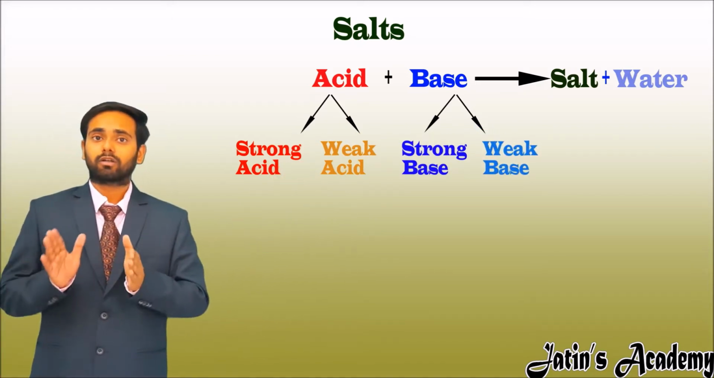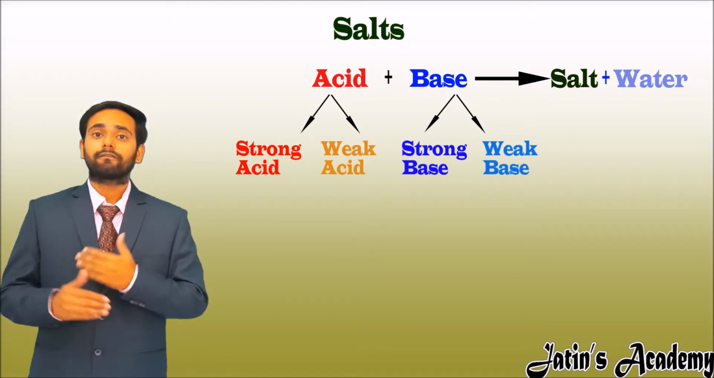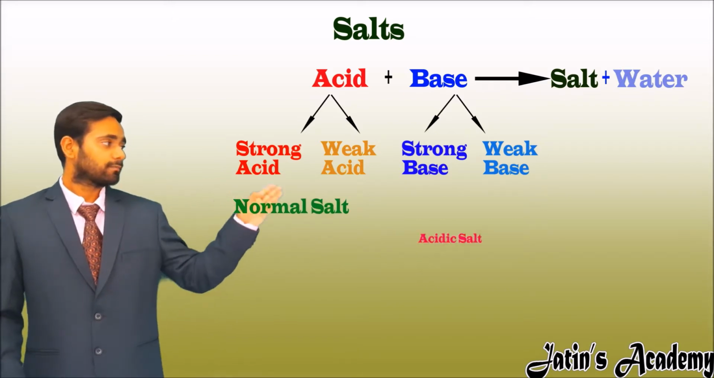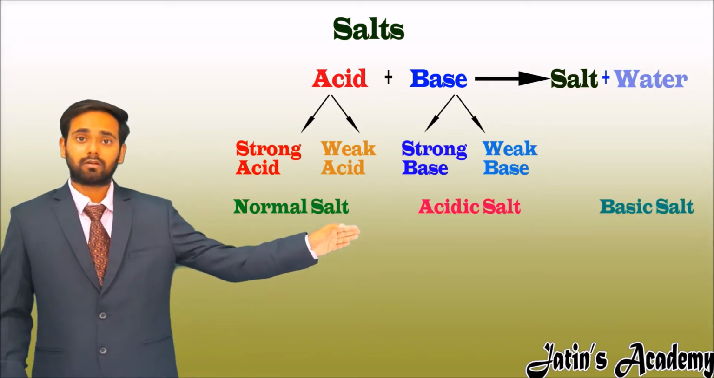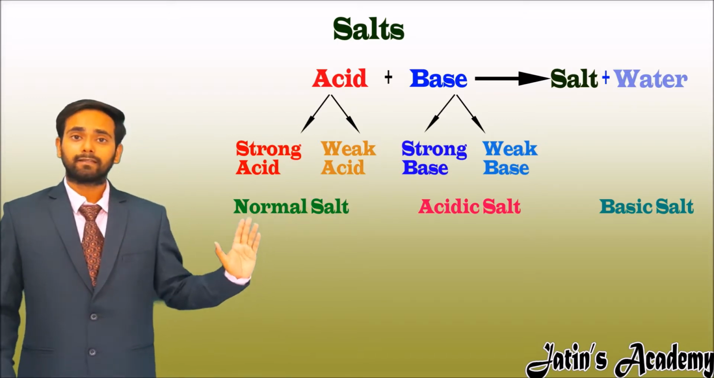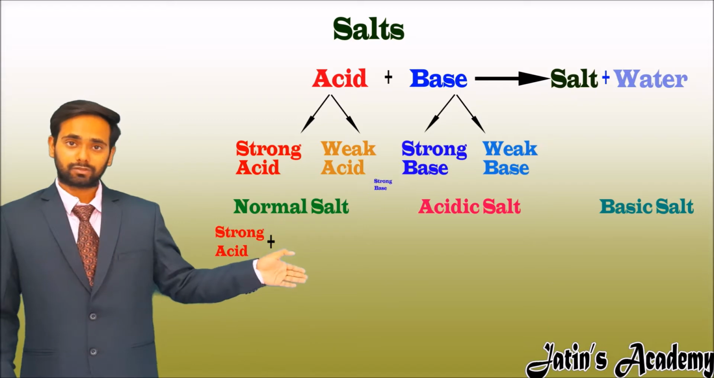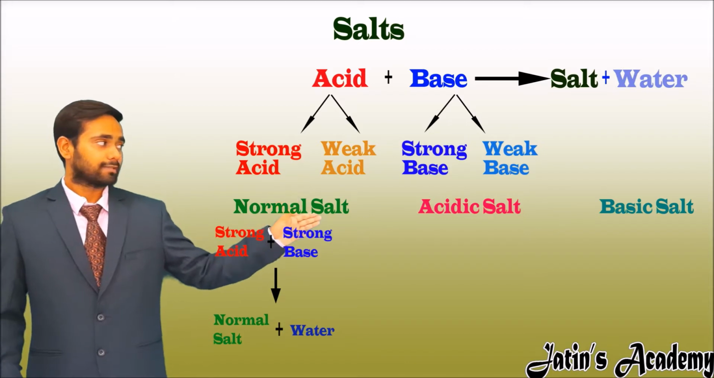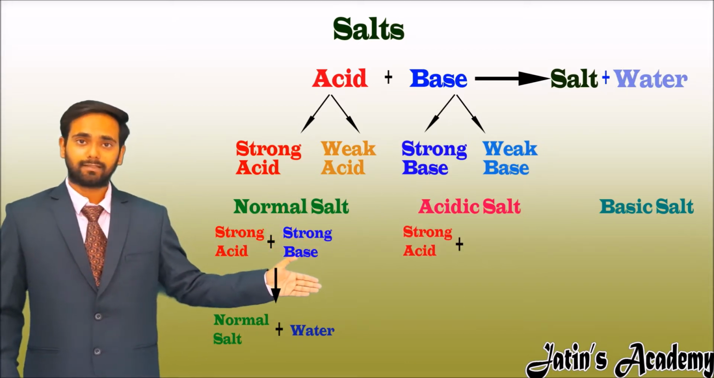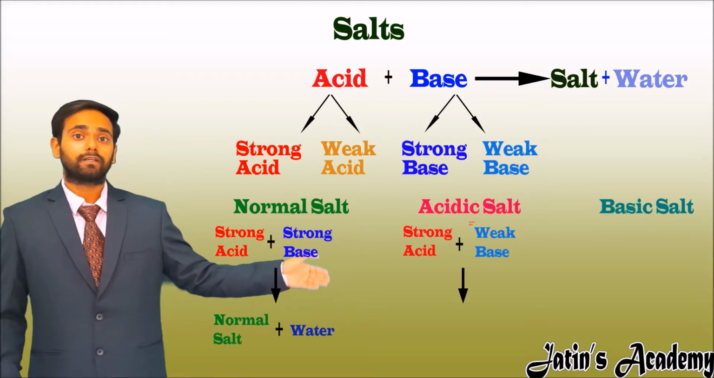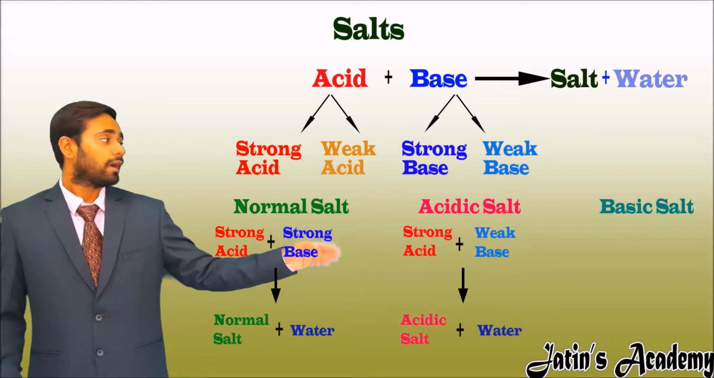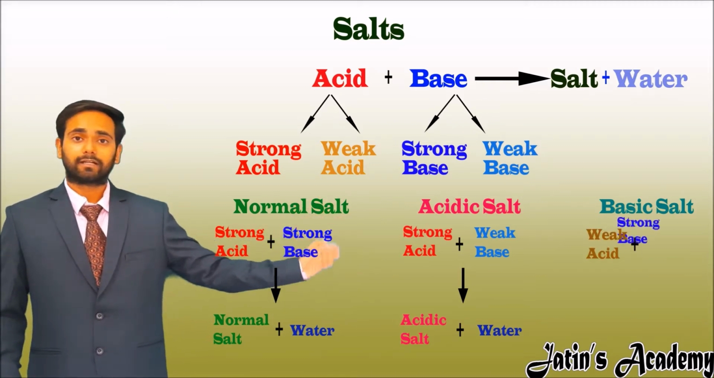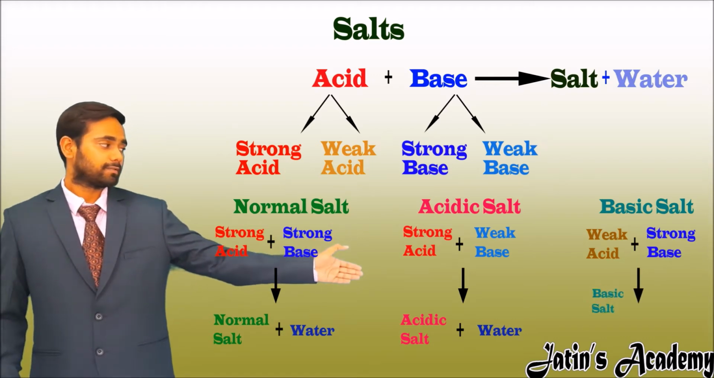So depending upon the strength of the acid or base, we have categorized salt into three categories: normal salt, acidic salt, and basic salt. In normal salt, a strong acid reacts with a strong base and forms normal salt and water. In acidic salt, a strong acid reacts with a weak base, and we get acidic salt and water. And in basic salt, a weak acid reacts with a strong base, and it forms basic salt and water.